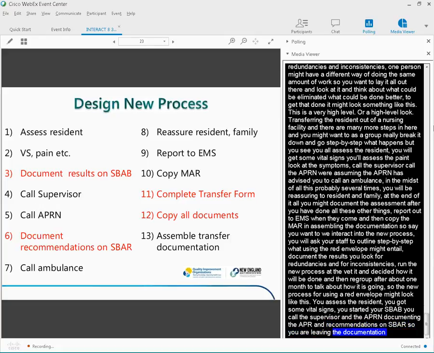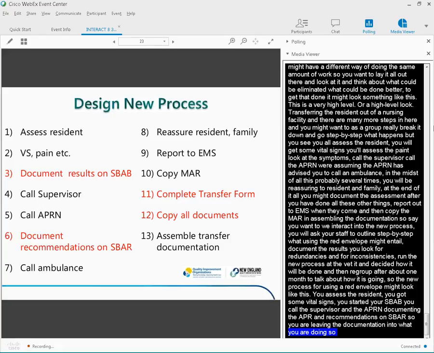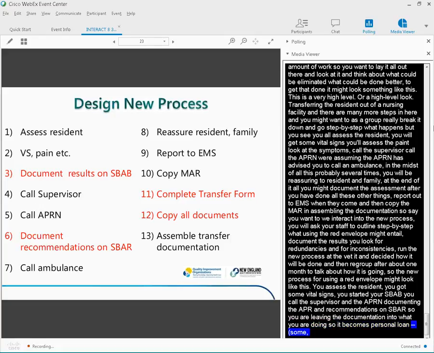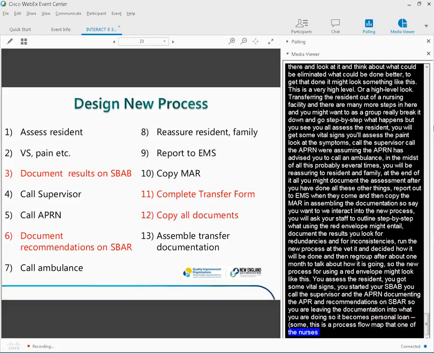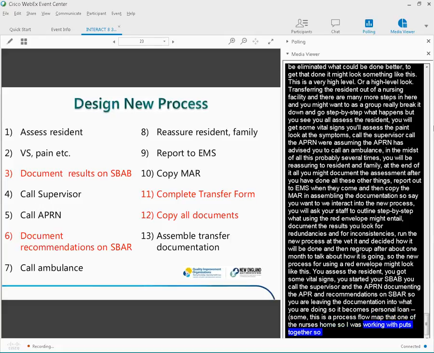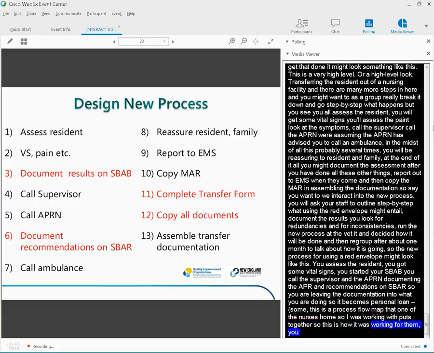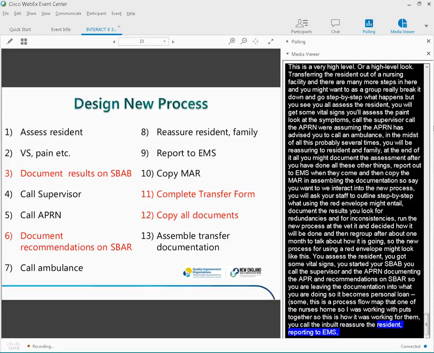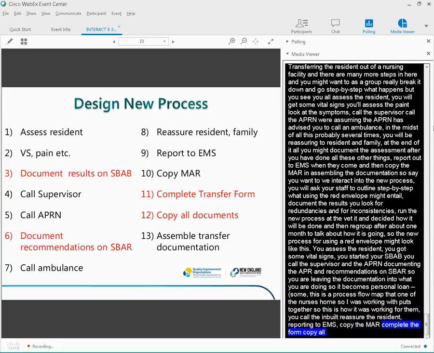This is actually a process flow map that one of the nursing homes that I was working with put together. So this is how it was working for them. You're calling the ambulance, reassuring the resident, reporting out to EMS, copying the MAR, completing the transfer form, copying all the documents, getting the red envelope together, and handing it over to the EMS.